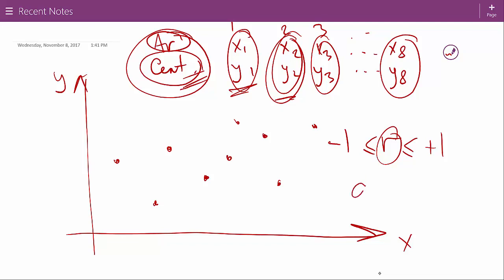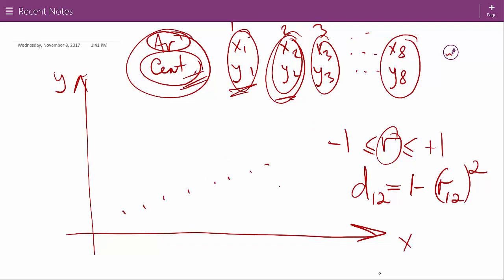So here's what I'm going to do. I'm going to say distance between 2 points is equal to 1 minus the coefficient of correlation between these 2 points squared. So look what's going to happen. What if my points are perfectly correlated? In other words, let's say they're perfectly positively correlated. In other words, they form a straight line like this, right? So I plot all these pairs of points, x1, y1, x2, y2, and they form a perfect straight line, okay?